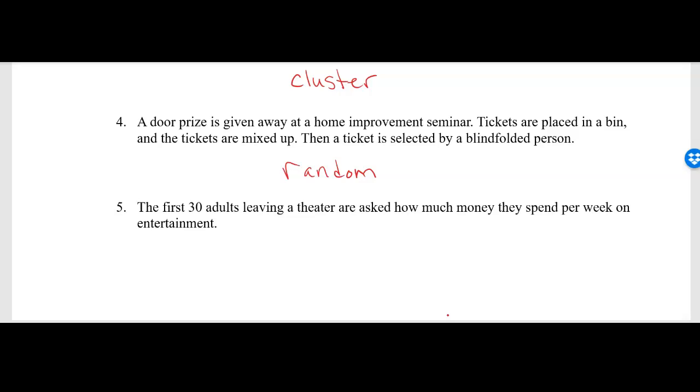Last but not least, the first 30 adults leaving a theater are asked how much money they spend per week on entertainment. That was the last one we talked about. It's very convenient. We just have the first 30 coming out, you interview them, and then we're done. So that one was our convenience sample.